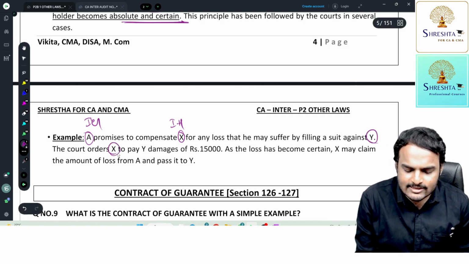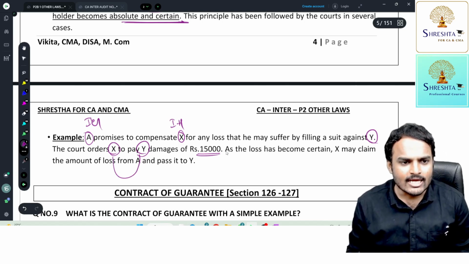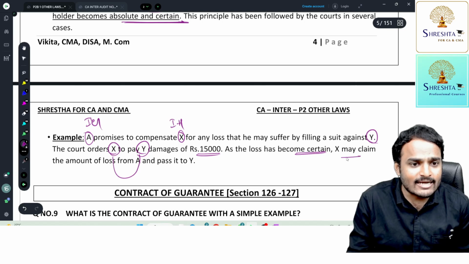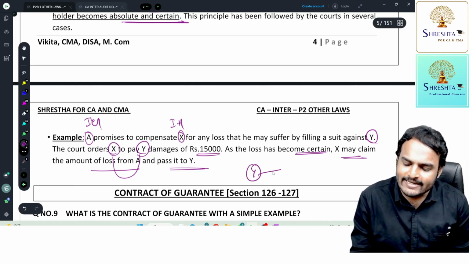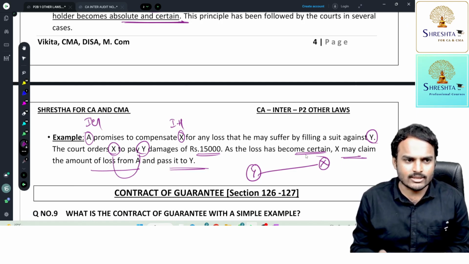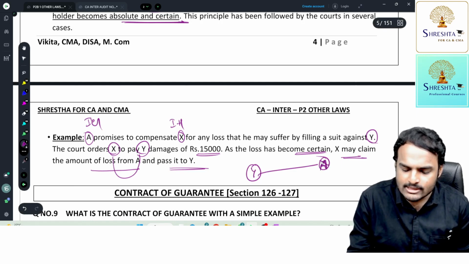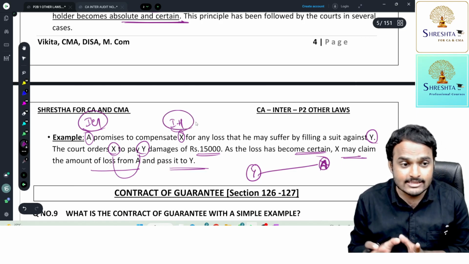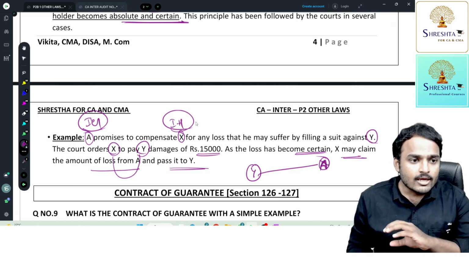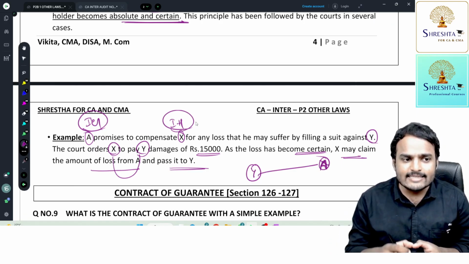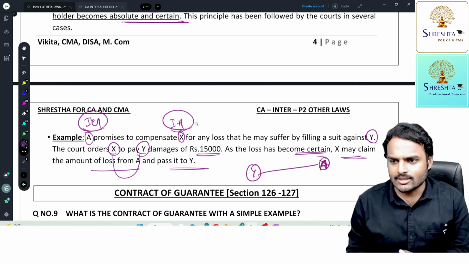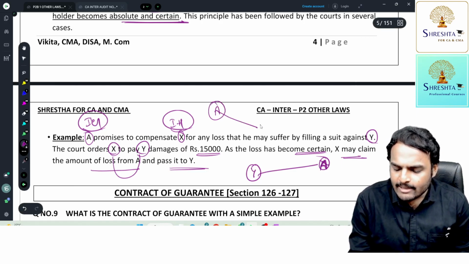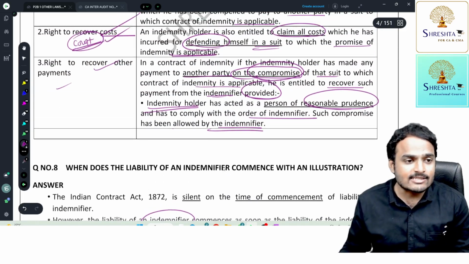The court orders X to pay Y damages of 15,000. As the loss has become certain, X may claim the amount of loss from A and pass it to Y, or else Y can directly claim from X. Yes or no? Sorry, Y can directly claim the amount from A, because A stands in the position of indemnifier, and X is in the position of indemnity holder. Now X may pay the amount to Y and collect it from A, or X may ask A to pay directly to Y. Understood? So A may make payment either to X, or directly to Y.